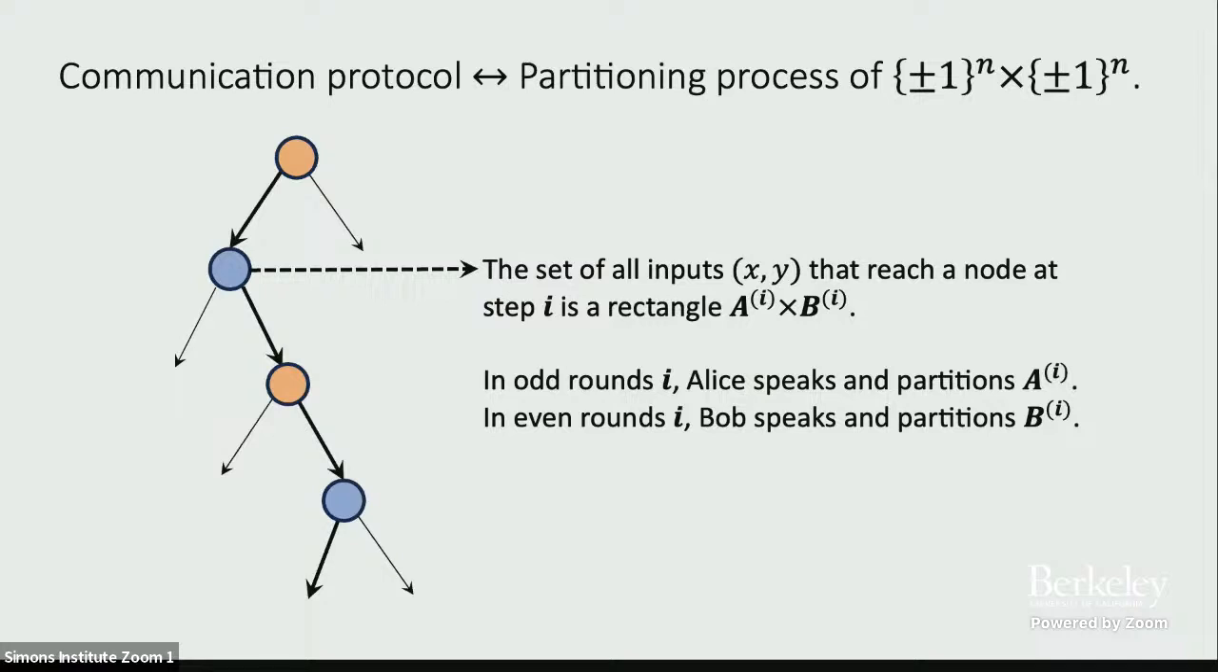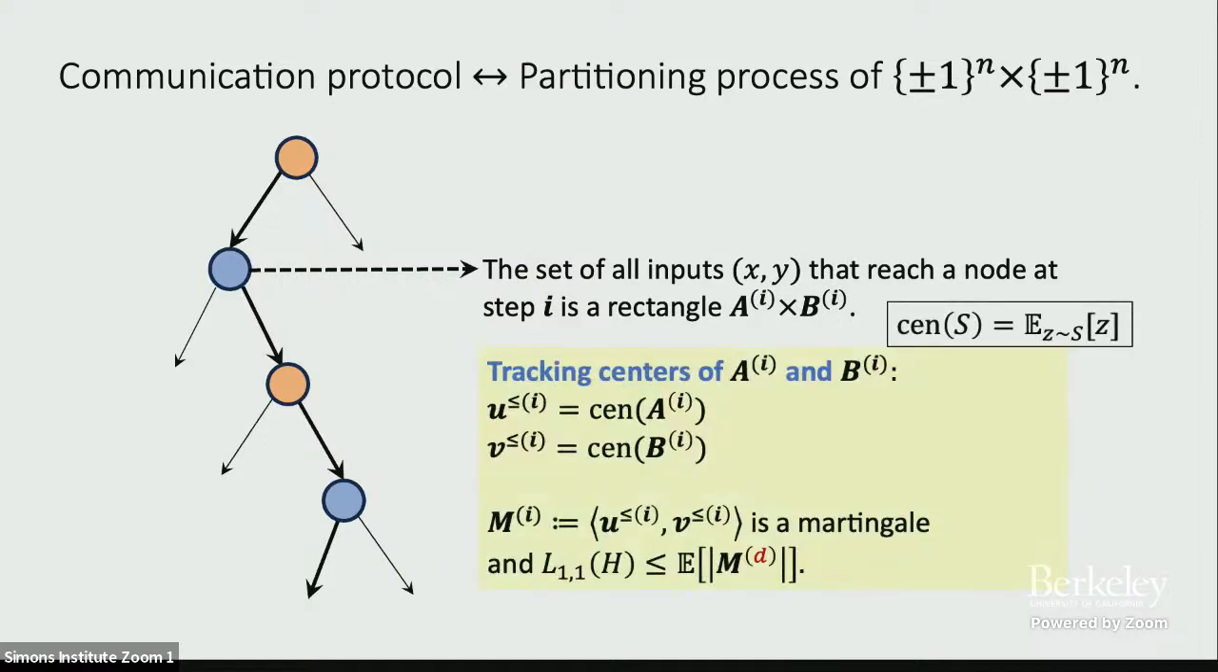So as you go down this tree, you can think of this process where one of the players' sets is being partitioned into two parts. And because the inputs are sampled uniformly at random, each player is picking one of the parts at random with probability proportional to the measure of the part. There's also this random walk that's going on. And it turns out that the level 1 Fourier growth is captured by the inner product between Alice's center and Bob's center.